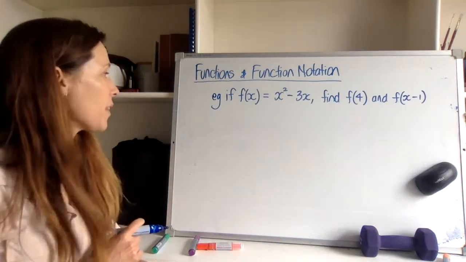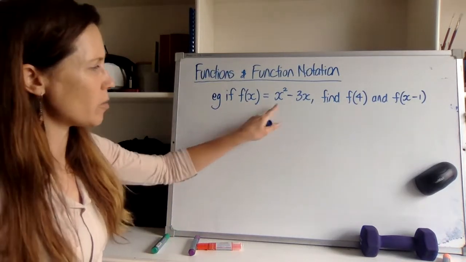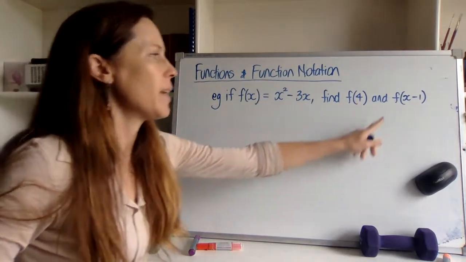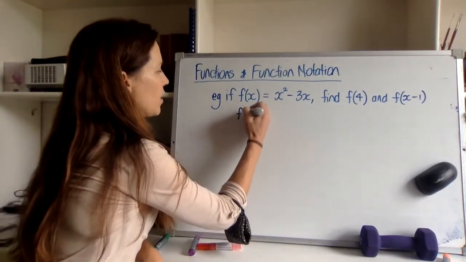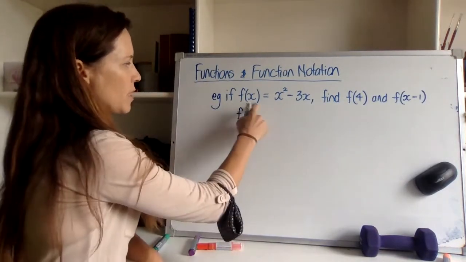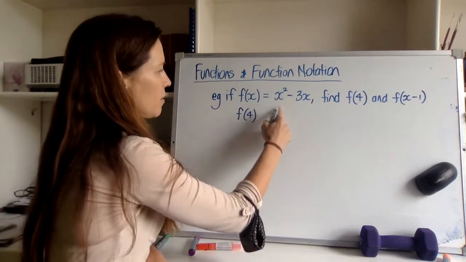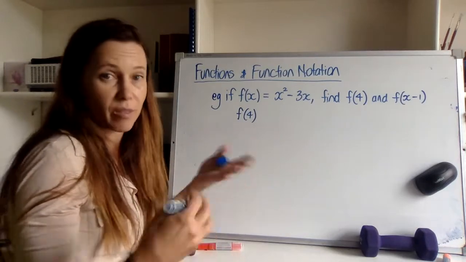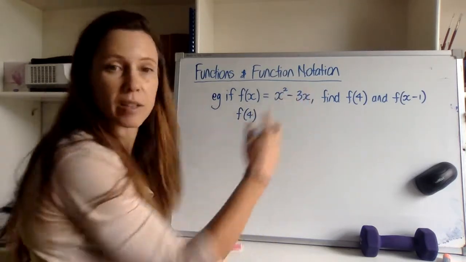So let's look at another example now. Here I've got a different function. If f of x equals x squared minus 3x, find f of 4 and f of x minus 1. All right, so all I have to do here to find f of 4, this is a recipe. It tells me we're cooking with x, and this is what we do with the x. We square it, and then we subtract 3 lots of it. So here, it's like I'm cooking with 4. What do I do with my 4? I need to square it, and then subtract 3 lots of it.